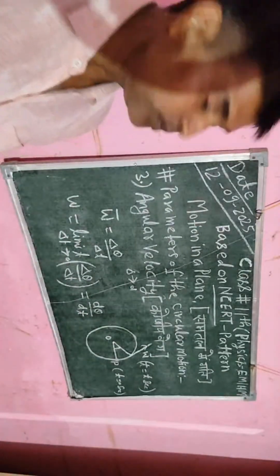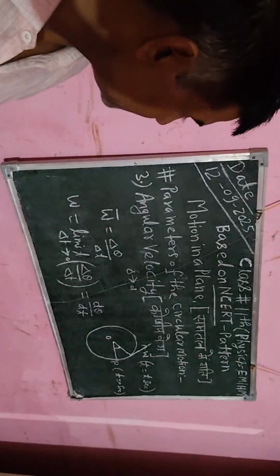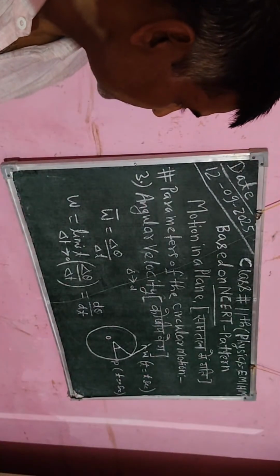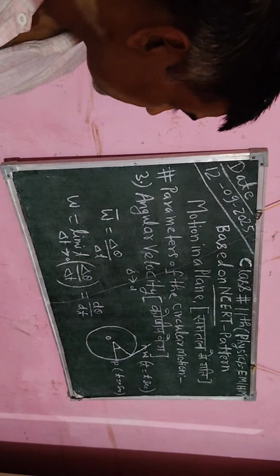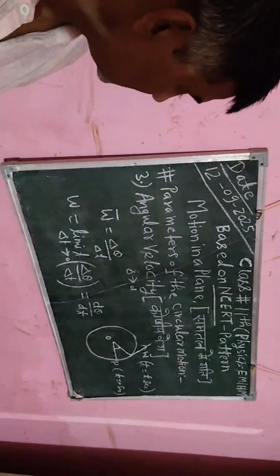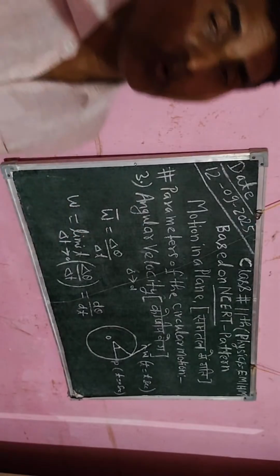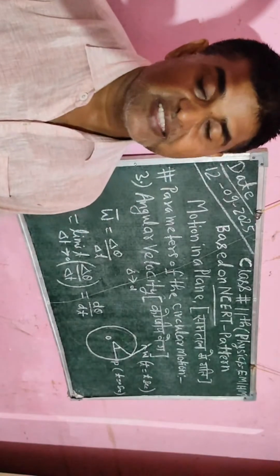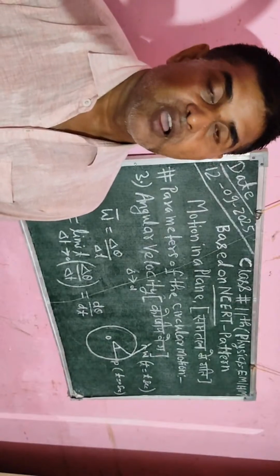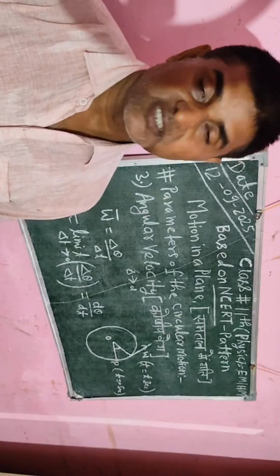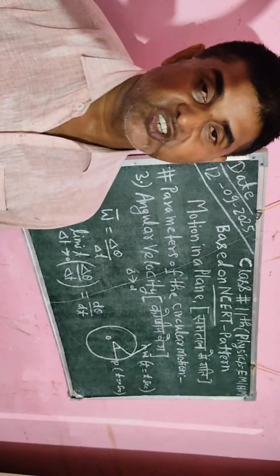Okay, I hope that you are understanding this concept easily, because if any object is moving with angular velocity, then angular velocity is represented by omega, and that omega has a value that is the change in angular displacement divided by the change in time.